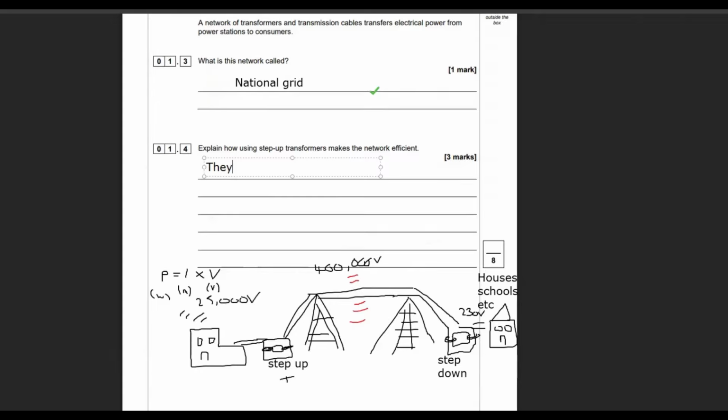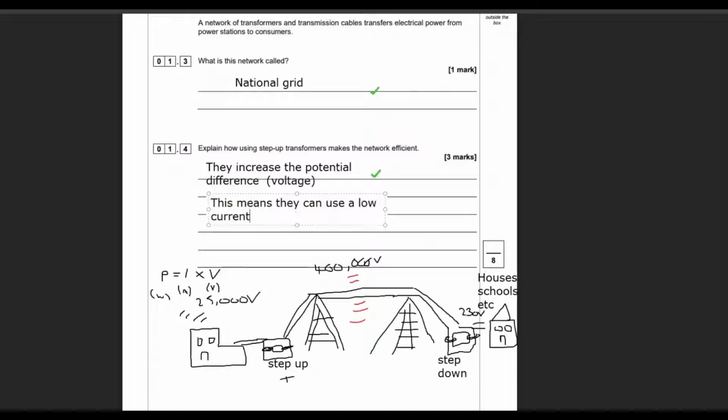We say they increase the potential difference. Now, we can say voltage because that's the unit of potential difference. So you could say voltage, and that will get you 1 mark. So they increase the potential difference. They're actually a very high potential difference, 400,000. This means they can use a low current, very low current, just a few amps.